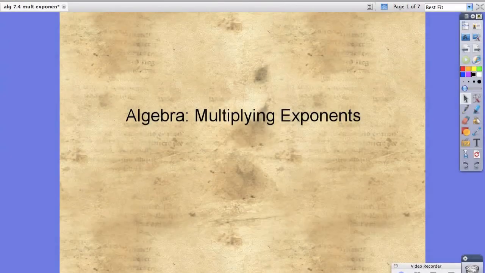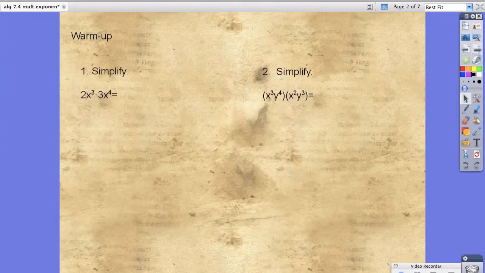Hello students, today in your algebra class we're going to be working on multiplying exponents. So as a quick review, let's try doing these two quick practice problems. This would be a really good time for you to pause your screen and try these two problems on your own. Hopefully you've paused this screen and you're just now working to check the answers.